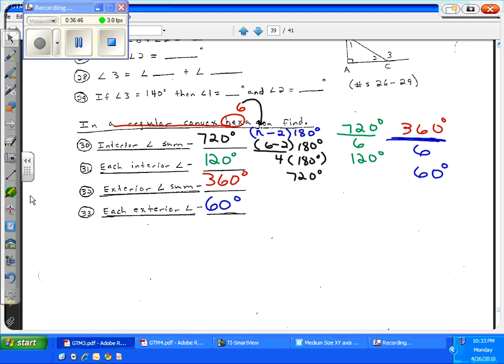So the formula for the interior angle sum of a regular convex polygon is n minus 2 times 180. Each interior angle of a regular convex polygon is n minus 2 times 180 over n. The exterior angle sum of a regular convex polygon, or just a convex polygon, is 360 degrees, and each exterior angle of a regular convex hexagon is 60 degrees.